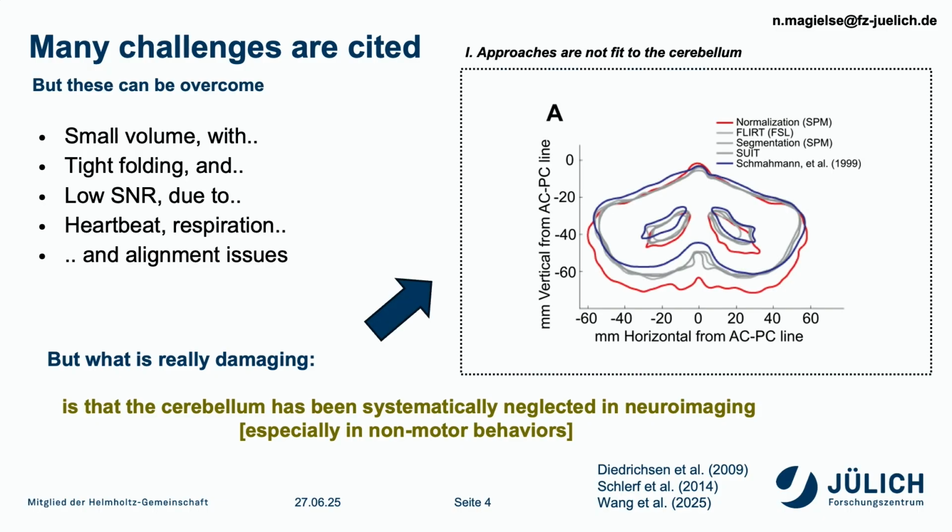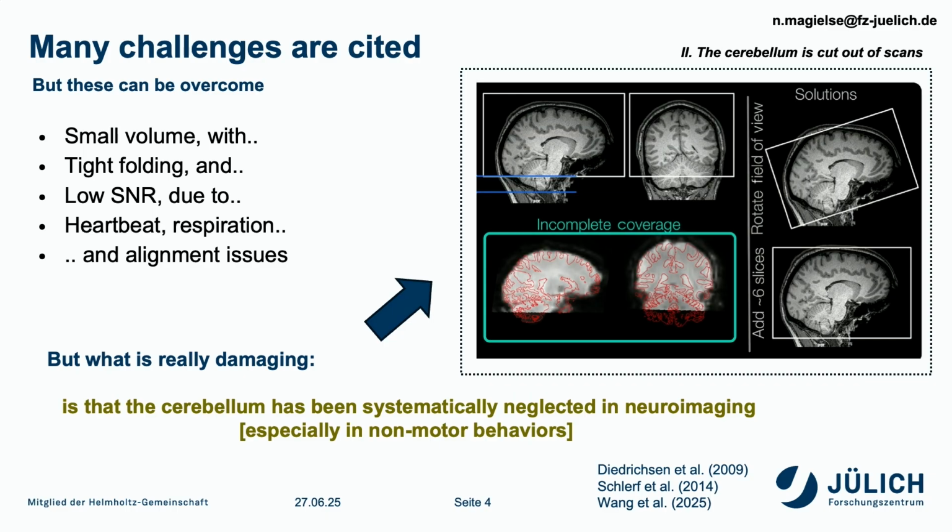This means that, for example, approaches really aren't fit to the cerebellum. Using the traditional methods that we use for looking at the cerebral cortex, you find huge alignment problems, and then it's down to people like Jørgen Diedrichsen making the SUIT space and improving this alignment. And it's not a community effort, but more the effort of individual labs. Other problems are these, right? The cerebellum is often cut off in scans because it improves data quality elsewhere.